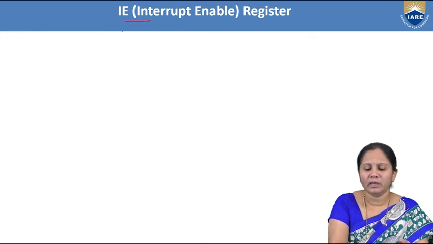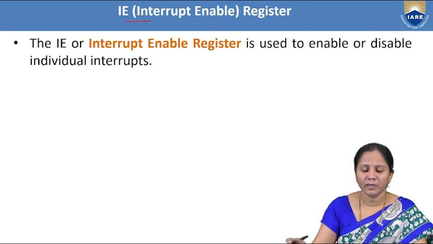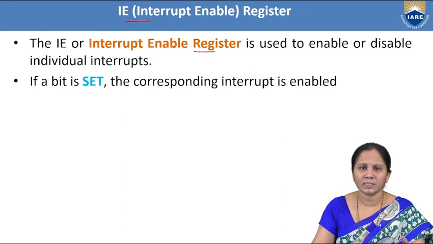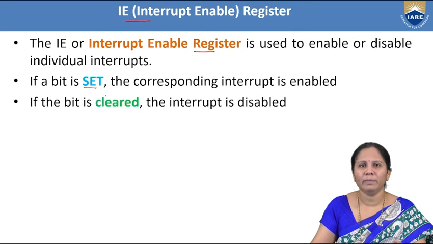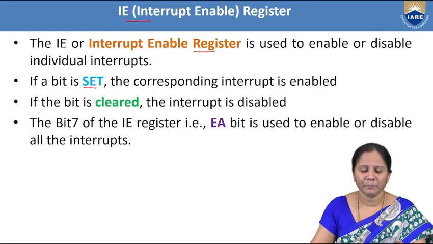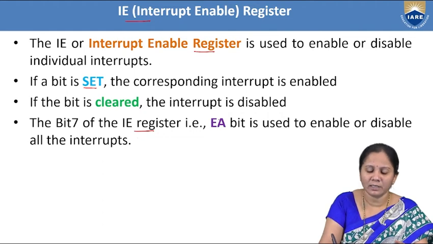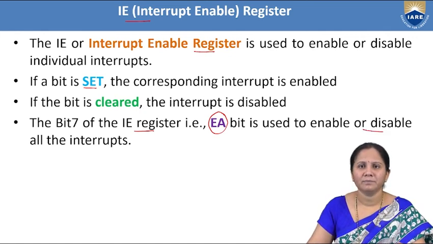And the next registers are the interrupt registers. The first one is the interrupt enable register. This interrupt enable register is used to enable or disable individual interrupts. It is also an 8-bit register. If any bit is set, only the corresponding interrupt will be enabled. If any bit is cleared, that particular interrupt will be disabled. So bit 7 of the IE register, that is the interrupt enable register, is EA. This EA bit is used to enable or disable all the interrupts.